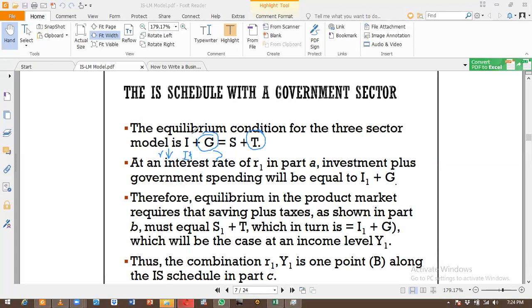So before equilibrium can be restored, savings must increase. And how can savings increase? Savings can only increase if there's an increase in income. So when there's a fall in the level of interest rates, there's a disequilibrium in the product market. Before equilibrium can be restored, income must increase. When income increases, there's going to be an increase in savings so that equilibrium can be restored. Are we together?